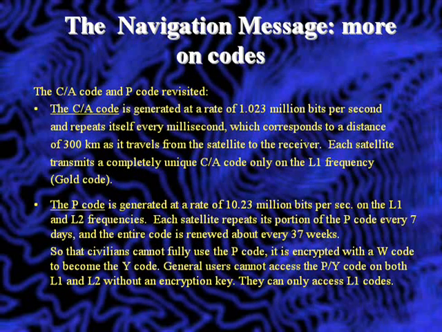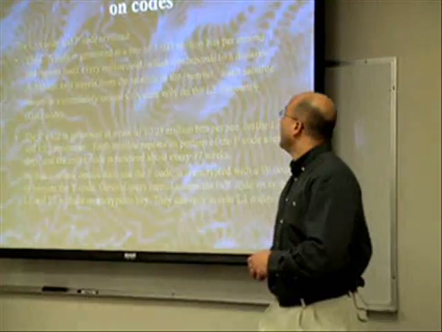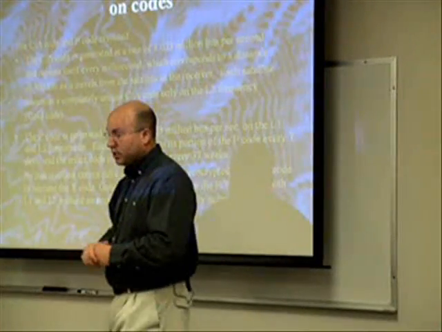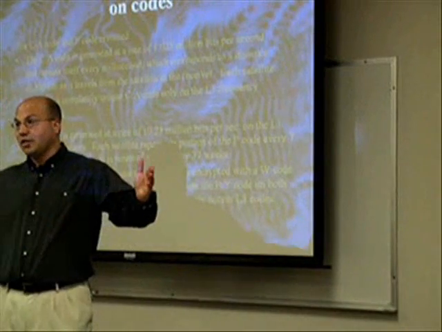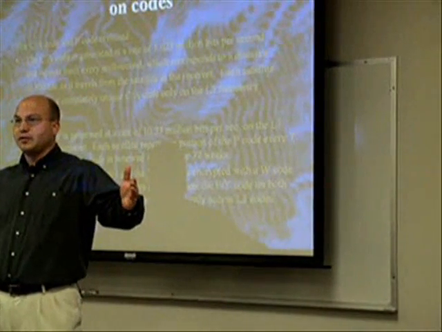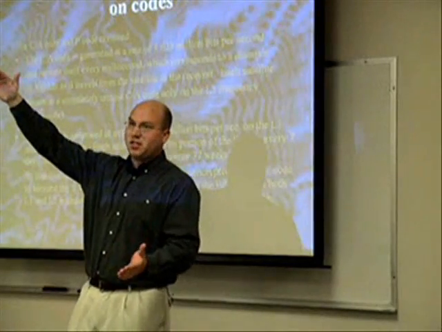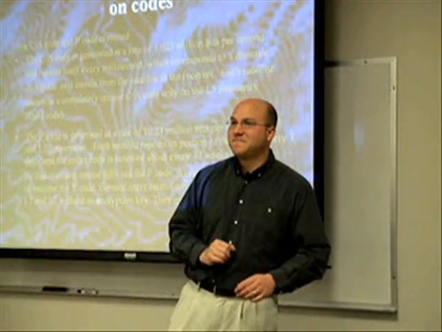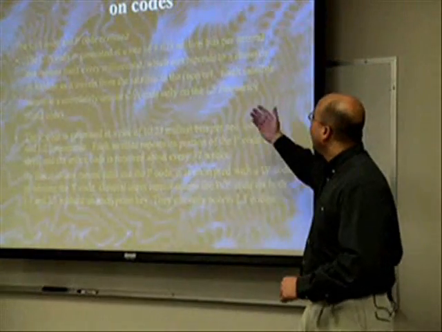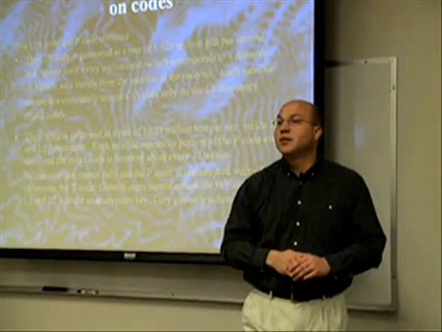For a short summary of the two codes, we have the CA code, which is generated at about 1 million bits per second, and it repeats itself every millisecond. So every millisecond you start a new CA code. And that whole signal, similar to what we calculated before, is about 300 kilometers long. So 300 kilometers of signal actually come in every millisecond, with information at a rate of about 1 million bits per second.